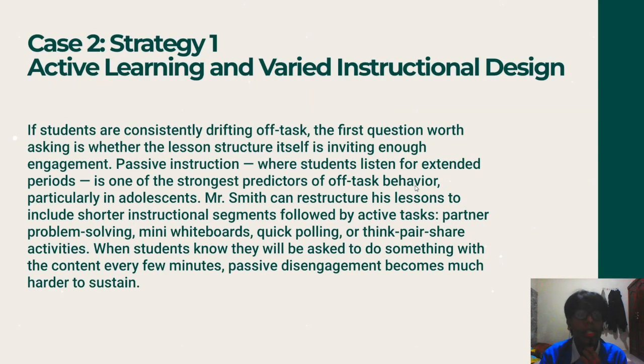Okay, first strategy is active learning and varied instructional design. If students are consistently drifting off task, the first question worth asking is whether the lesson structure itself is inviting enough engagement. Passive instruction, where students listen for extended periods, is one of the strongest predictors of off-task behavior, particularly in adolescents. Mr. Smith can restructure his lessons to include shorter instructional segments followed by active tasks, partner problem solving, mini whiteboards, quick polling, or think-pair-share activities. When students know they will be asked to do something with the content every few minutes, passive disengagement becomes much harder to sustain.